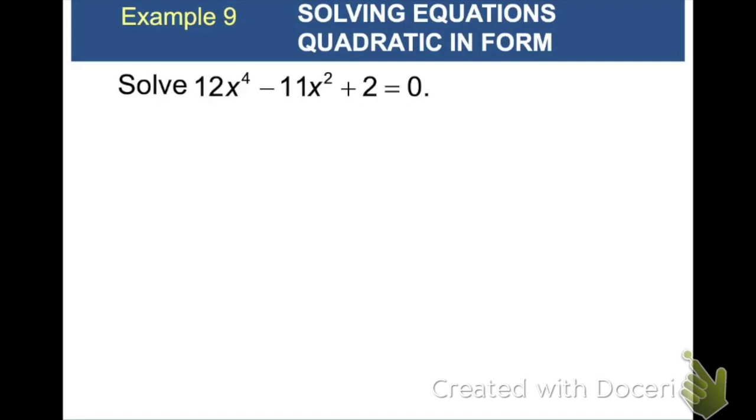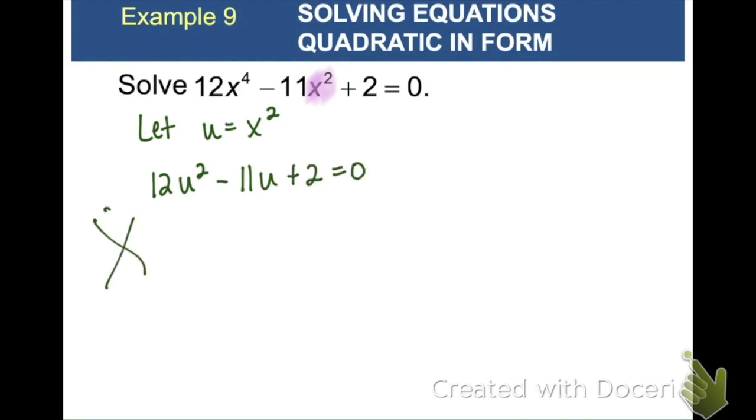For this example, again, we're looking at our middle term to see what to set u equal to, and in this case it's going to be just x squared. So let u equal x squared. So now our equation looks like 12u squared minus 11u plus 2, and we can go ahead and factor that by grouping.